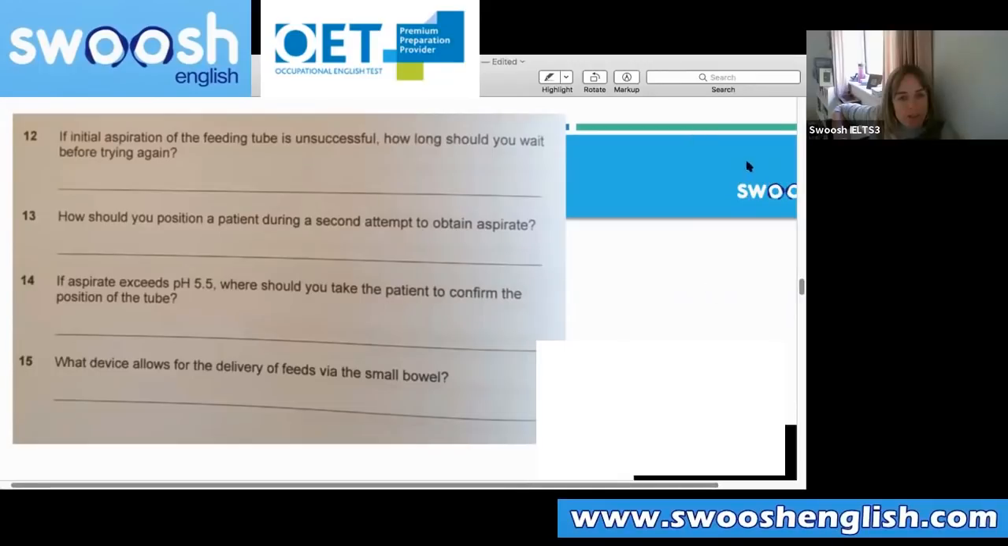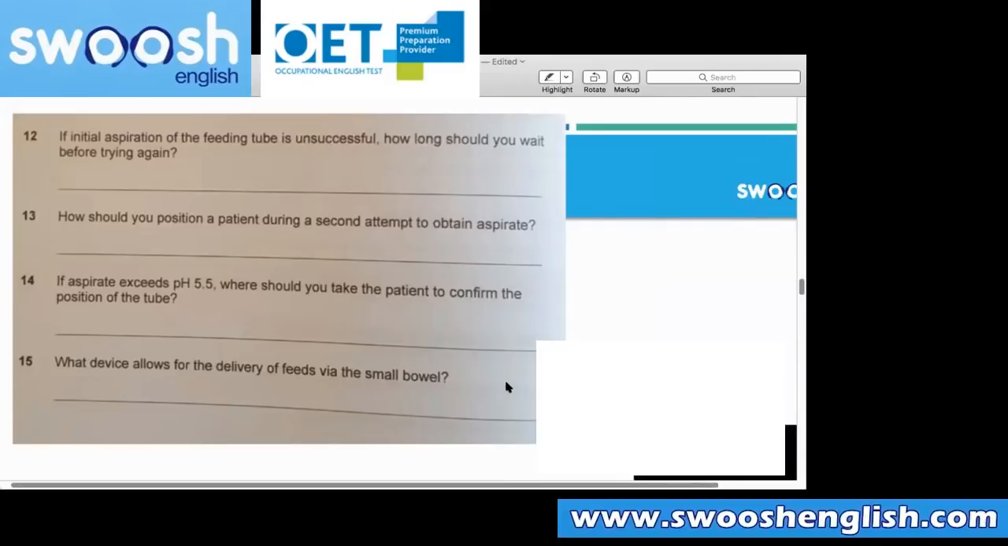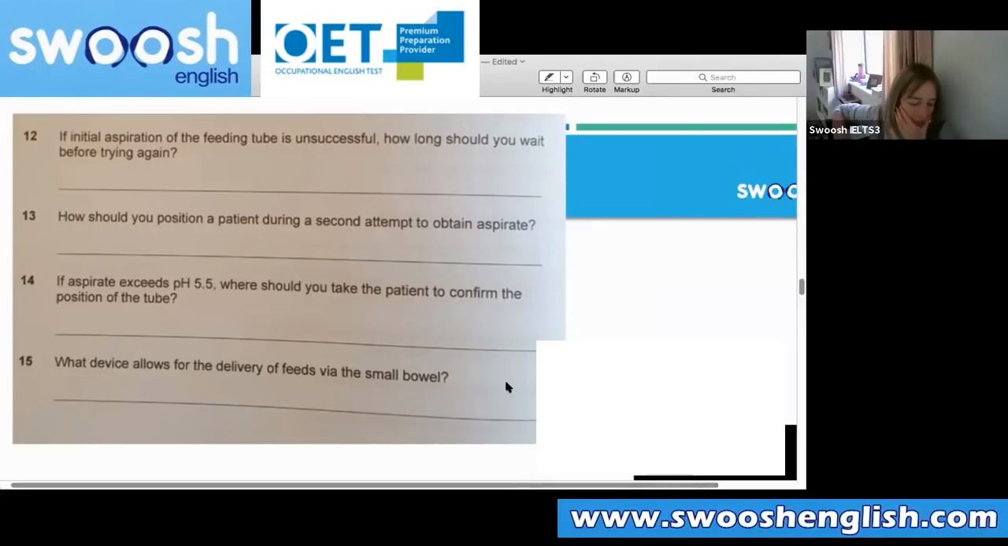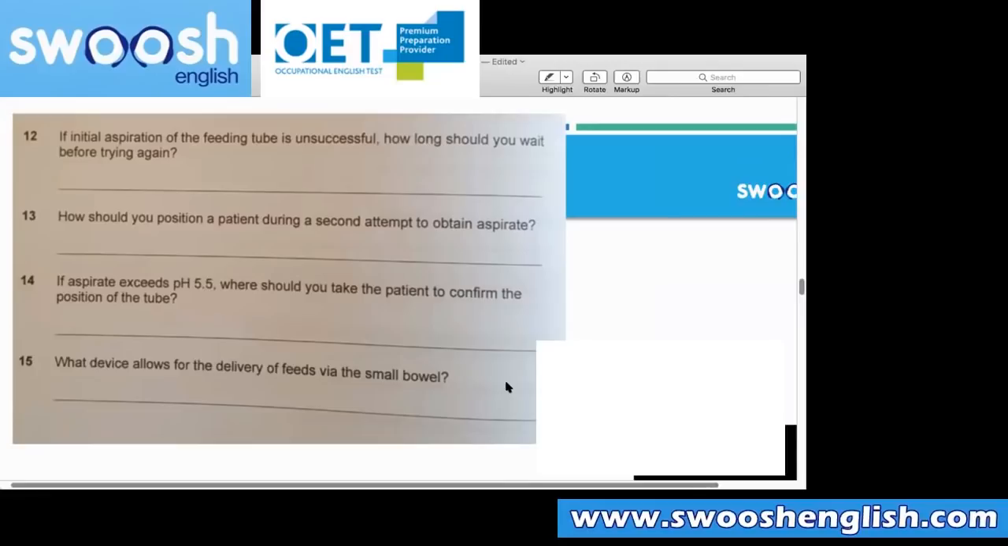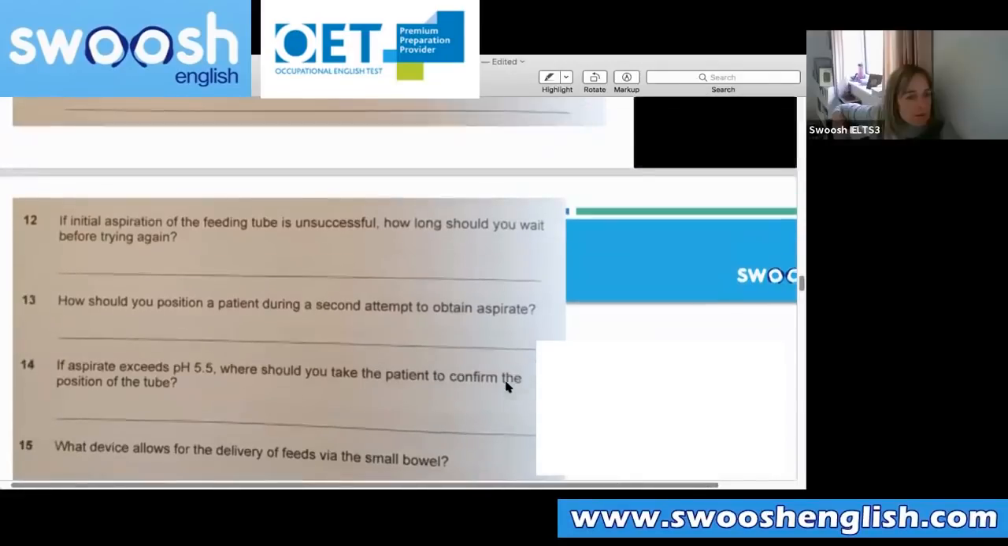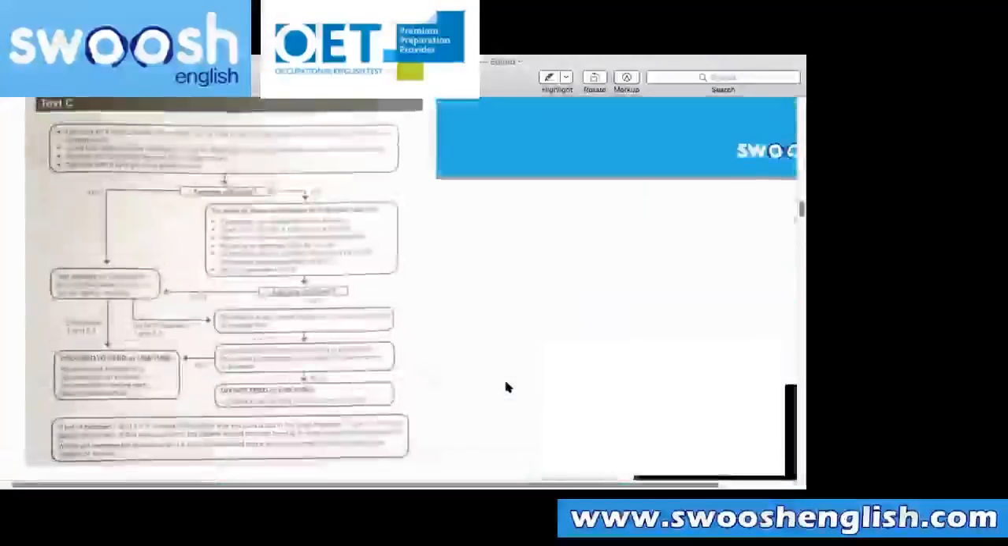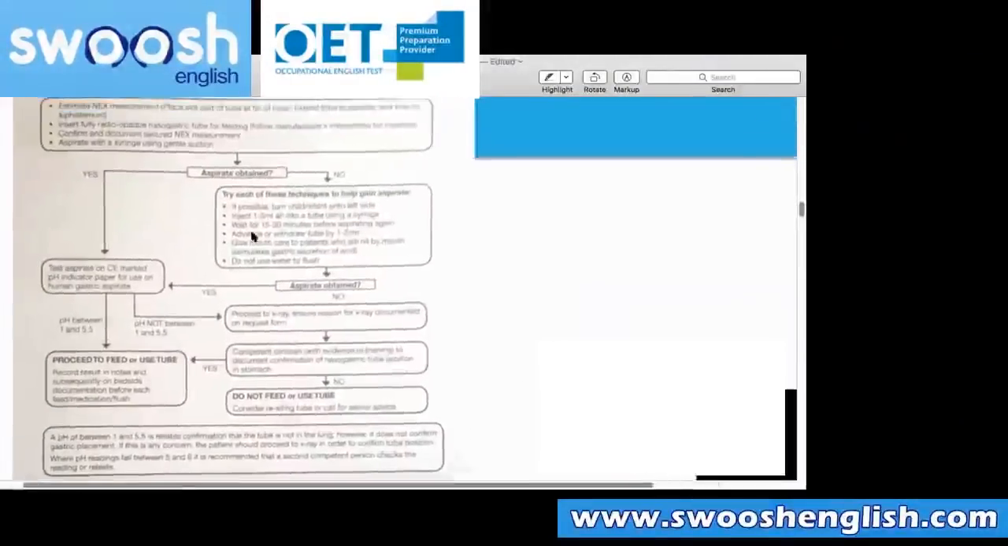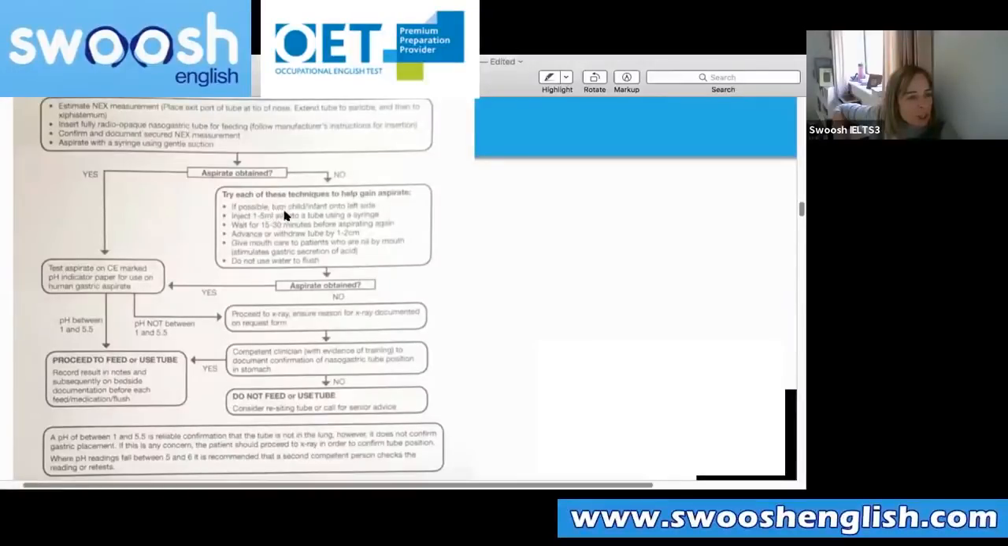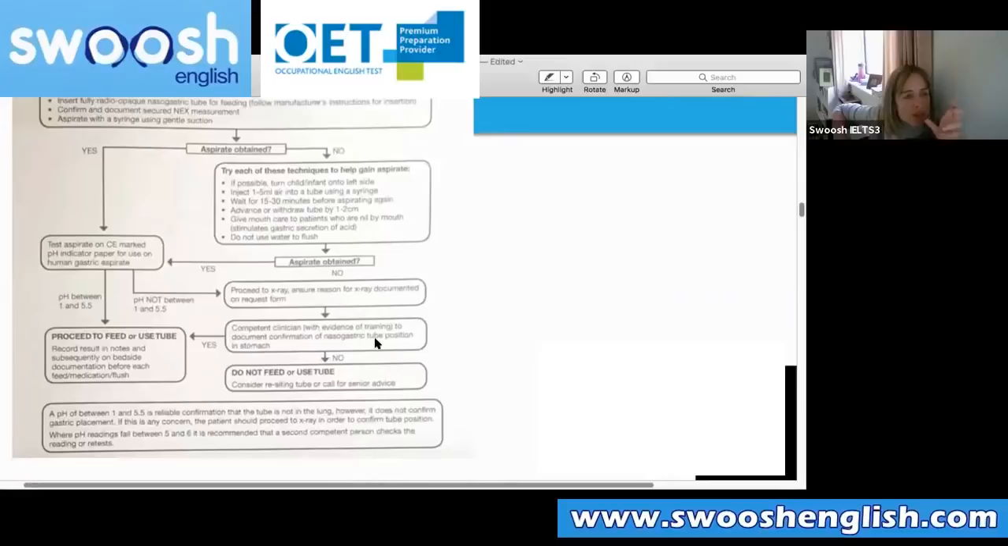Somebody else, maybe, let's see, who else do we have here? Devi? Or Anna? Yep. That one was onto the left side. Yes, exactly. So turn onto left side. Let's have a look. That was paragraph C, just on the top, under the heading, try each of these techniques. Yes. If possible, turn child or infant onto left side. So how should you position a patient? I think it would be enough if you said on left side, or turn onto left side would be acceptable.